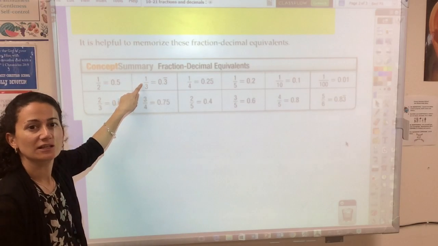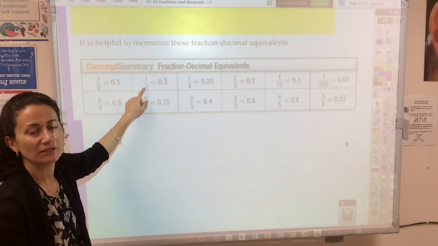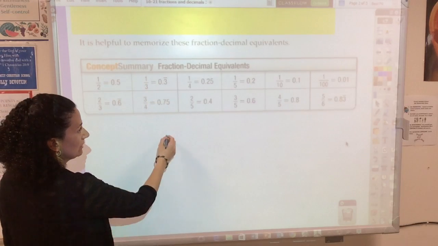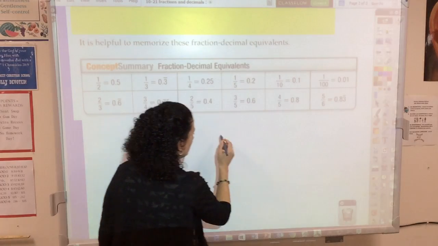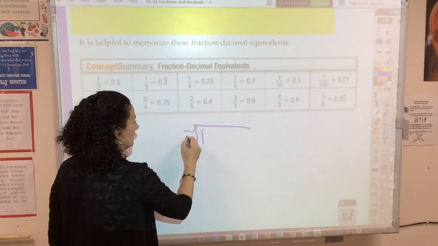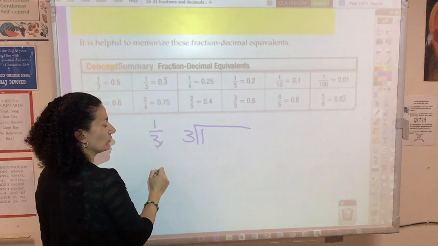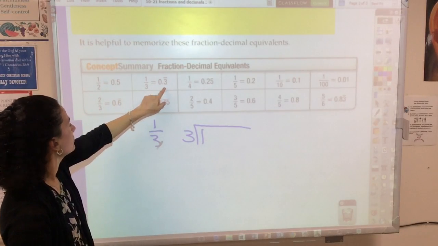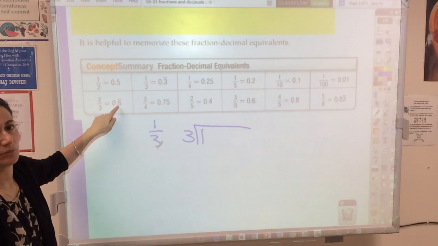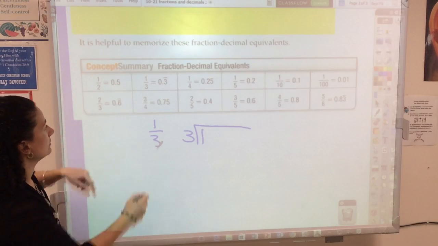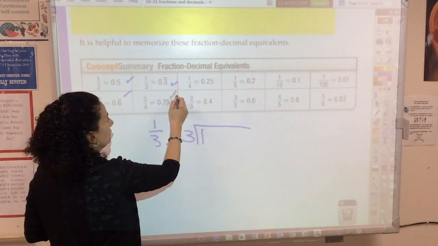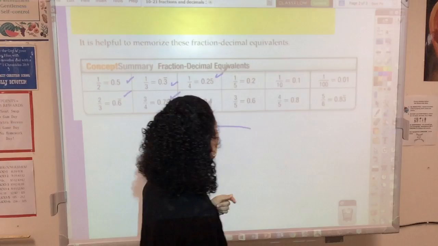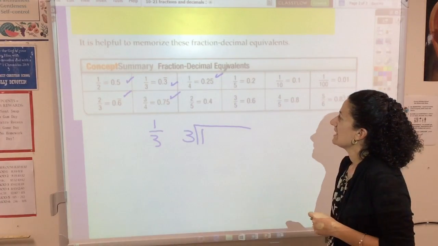The thirds. 1/3 is 0.33333. Check it out if you want to see. When you do 1 divided by 3 to find the decimal equivalent for 1/3, you'll see you're going to get 0.3 repetitive. So 2/3 is 0.6 repetitive. So these are some easy fraction decimal equivalents that you might want to commit to memory if you haven't already.